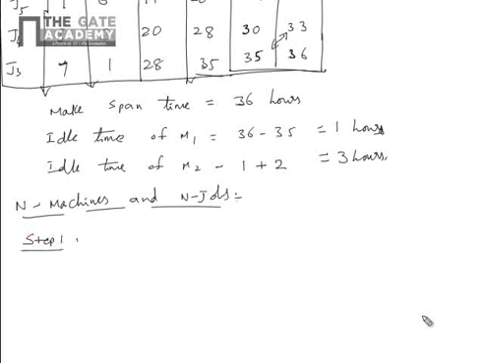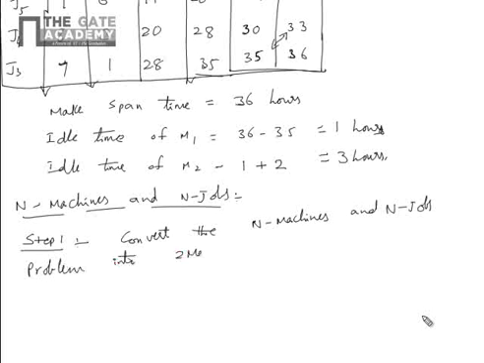Step 1. Convert the n machines and n jobs problem, n is the number, into two machines, n jobs, and then solve with the two machines n jobs method.